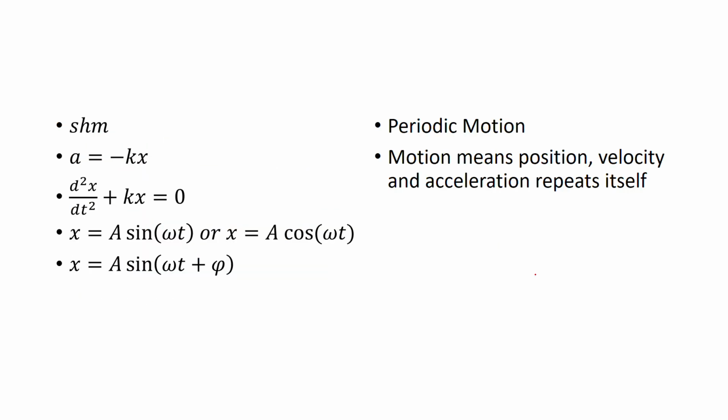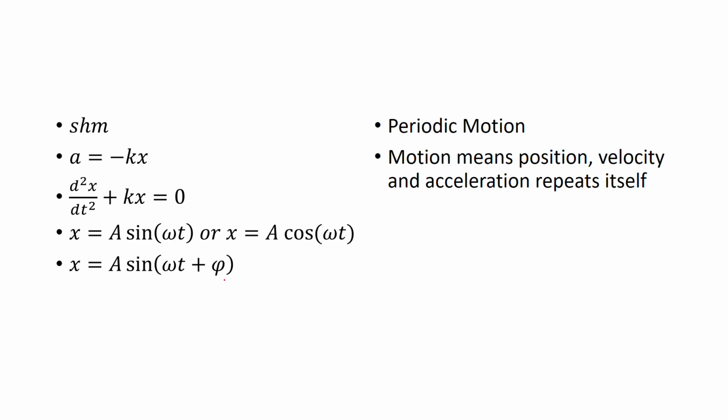So before discussing what the problem is all about, we'll discuss briefly what SHM is. In simple harmonic motion, we have acceleration which is directly proportional to displacement from the mean position, and in differential equation form we can write it as d2x by dt square plus kx equals 0. So the solution will be either a sin omega t or a cos omega t. It depends on the initial condition, and if that is not known, we can write it in the form a sin(omega t plus phi), where phi is the initial phase angle.